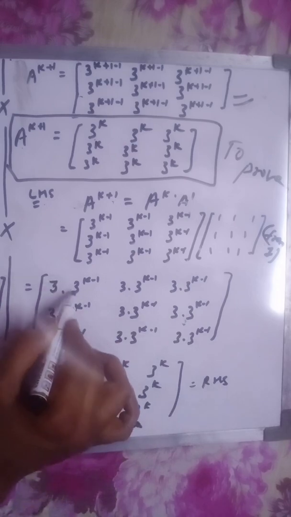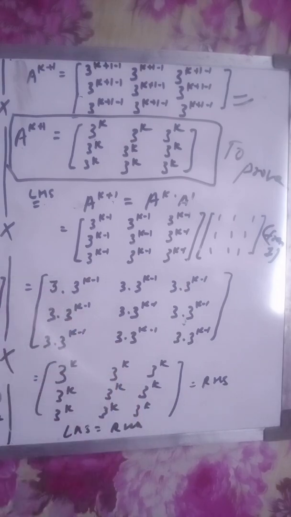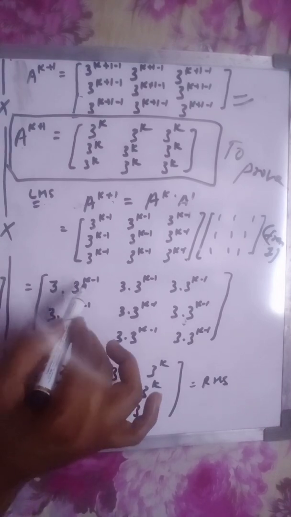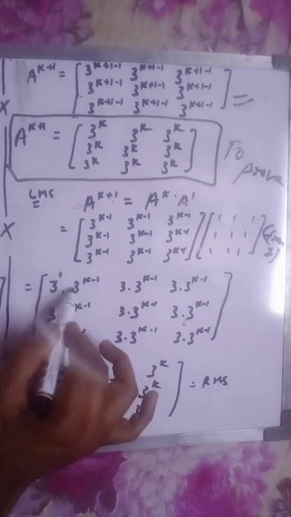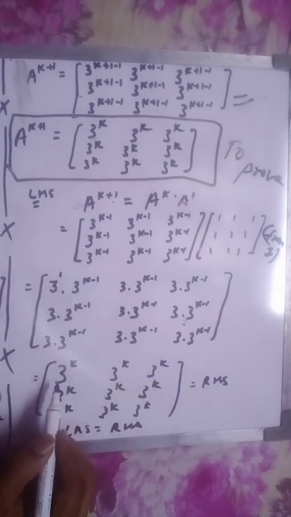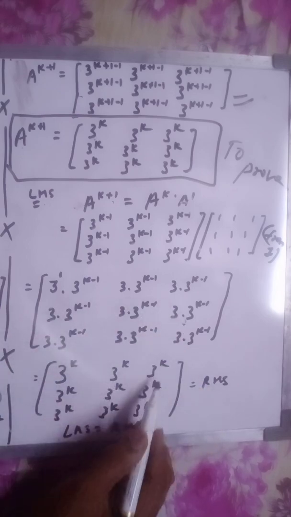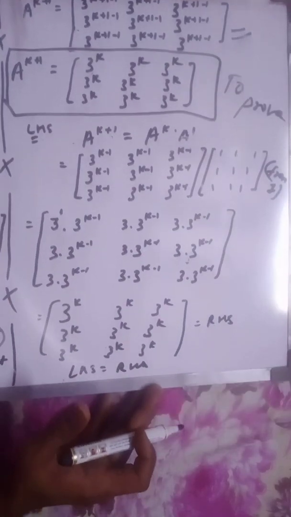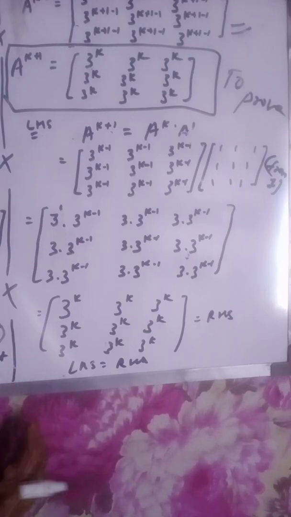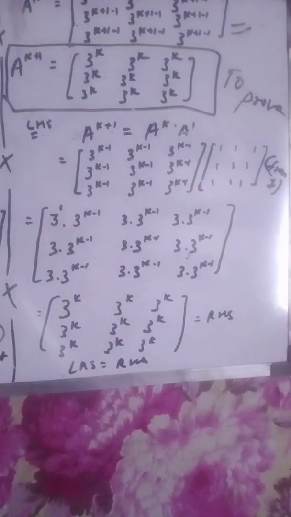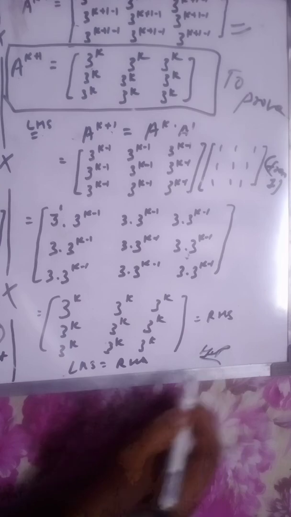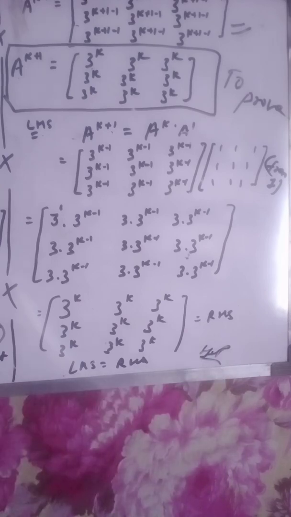So this is 3 raised to the power 1, and this dot indicates multiplication. It is not a decimal, it's a multiplication. So 3 into 3 raised to the power k minus 1, here 3 raised to the power 1. When the bases are the same, you have to add the powers. So it would be 3 raised to the power k, and in all terms you will get 3 raised to the power k. This matrix is your right hand side, which you had to prove. Hence, left hand side equals right hand side, hence proved. This is how we can prove questions related to the principle of mathematical induction.